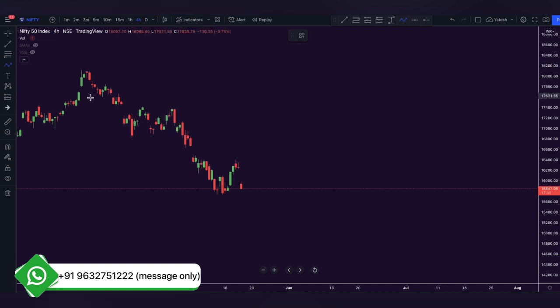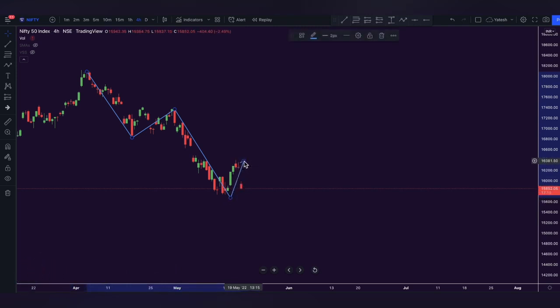Now, if I observe this chart on a 4-hour time frame, I can clearly see that the market is creating a high. It's creating a low here. It's creating a lower high. And then it's creating a lower low. Correct? This clearly shows Nifty is currently in a downtrend. Or from here, the market can go up and from there it can reverse also.